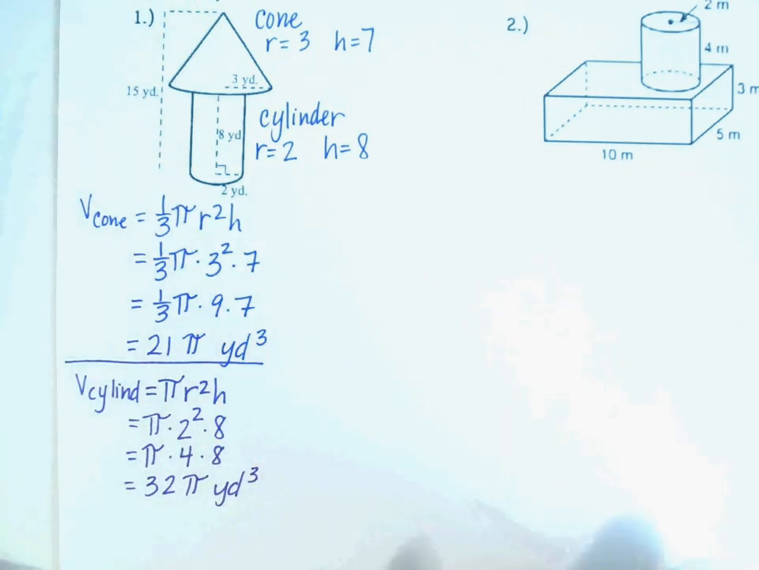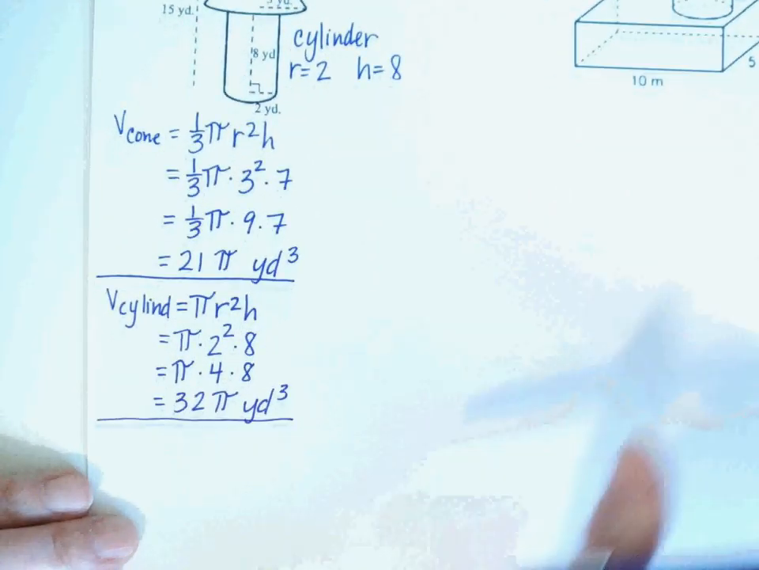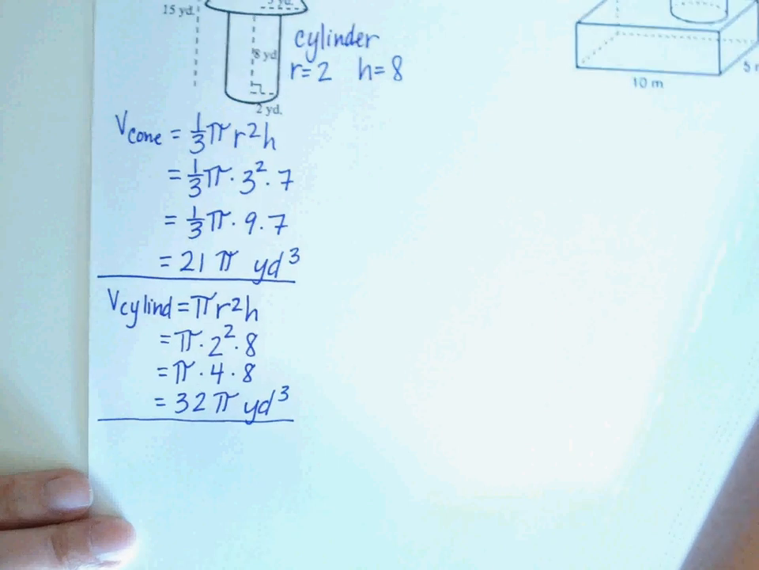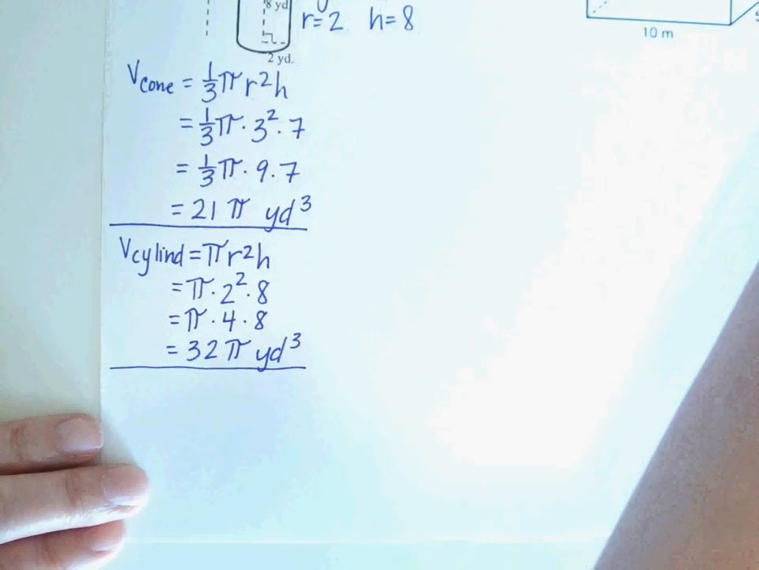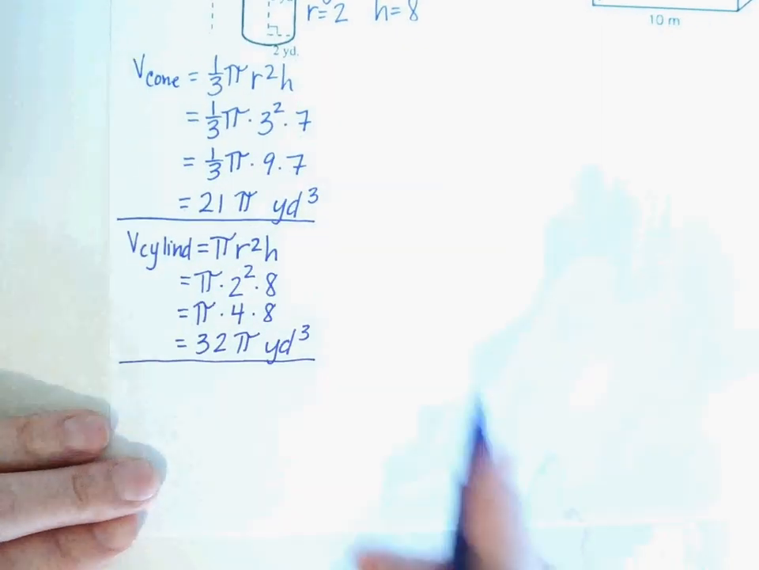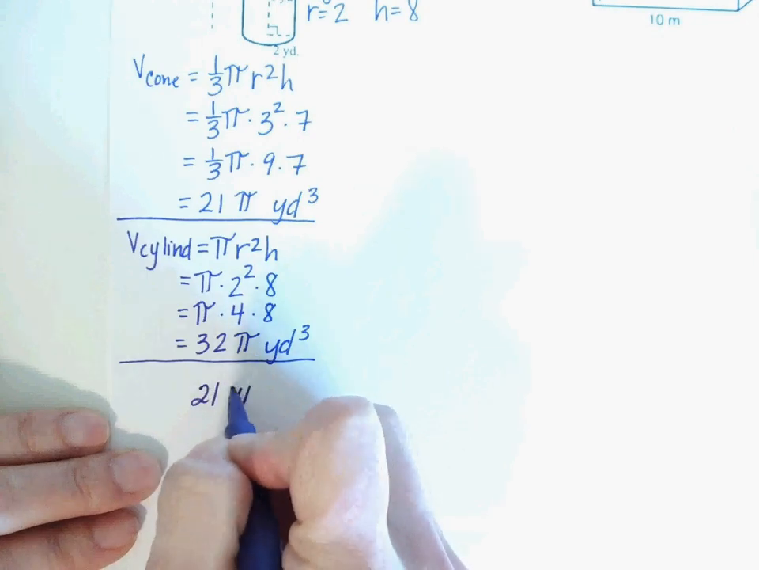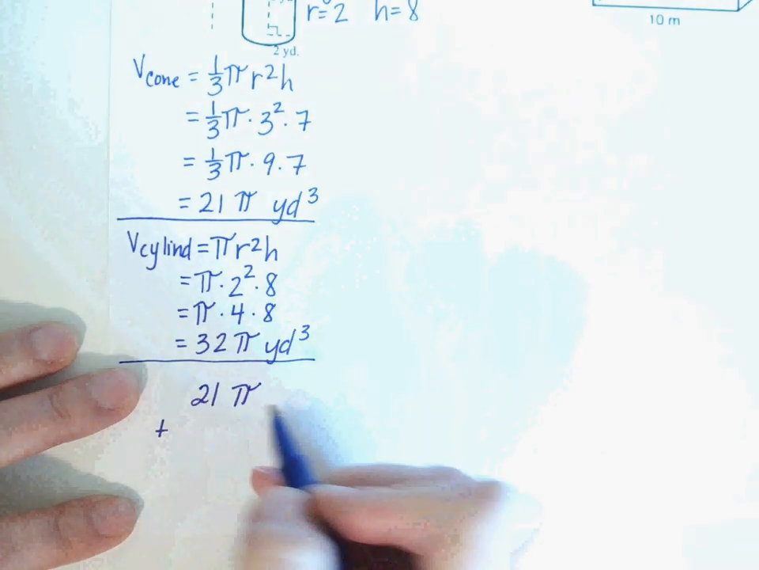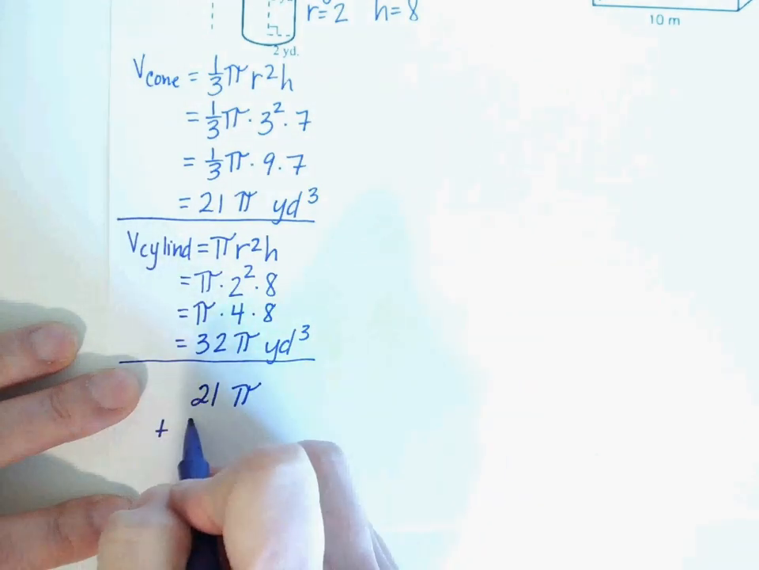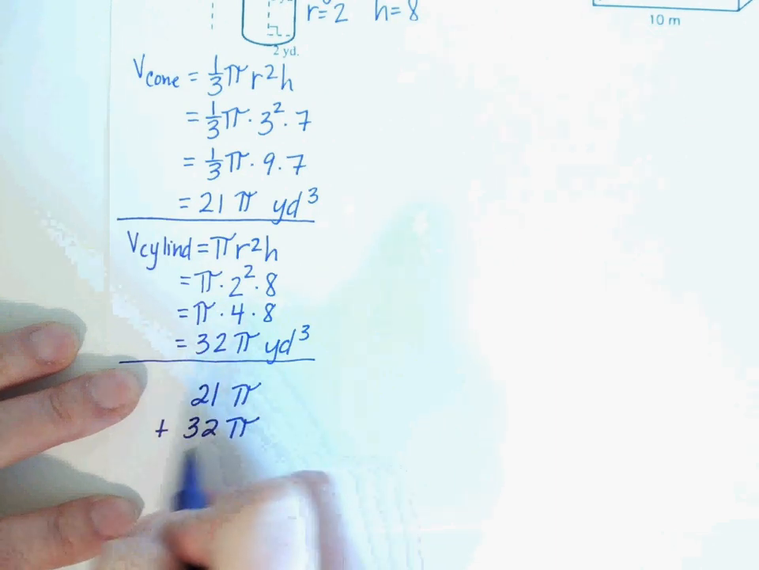Okay, and so that's the volume of the cylinder. Now my last step here is going to be to find the total volume for this figure, and that is going to take the volume of the cone, which was 21 pi, and add it to the volume of the cylinder, which is 32 pi.